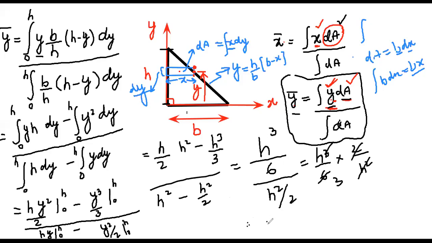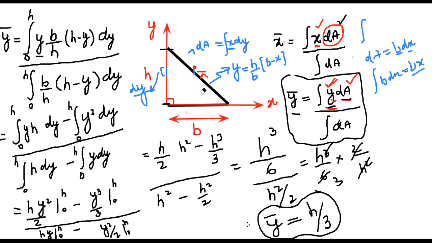Therefore, it means the y coordinate of the centroid of this triangle is equal to h by 3. What does that mean? That means if you have a right angle triangle and you are asked where is the centroid of this right angle triangle, you are given a right angle triangle and you are told the height of this right angle triangle is h along the y-axis.